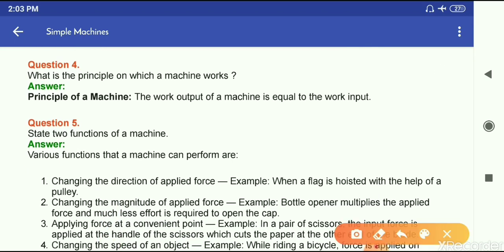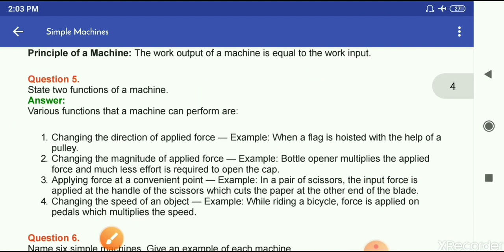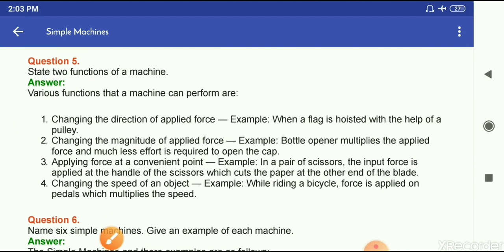Now, question number 4, what is the principle on which a machine works? So, the principle on which a machine works is the work output of a machine is equal to the work input. Question number 5, state two functions of a machine. So various functions that a machine can perform are, you can write any two from here. Okay, so you can take the screenshot of these answers and then you can complete your work.